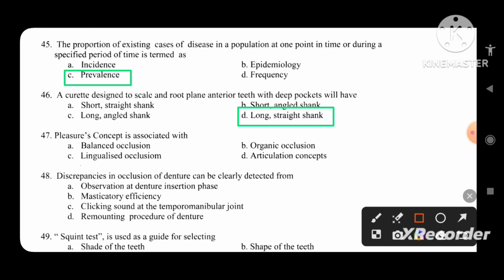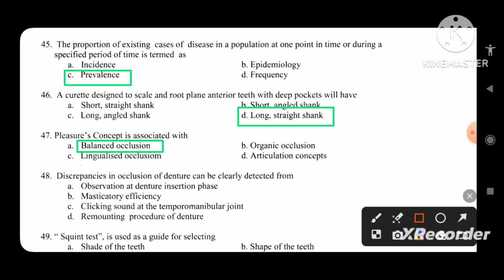Placer's concept is associated with. Options are balanced occlusion, organic occlusion, lingualized occlusion or articulation concept. And the correct answer is balanced occlusion. Placer's concept is associated with balanced occlusion.